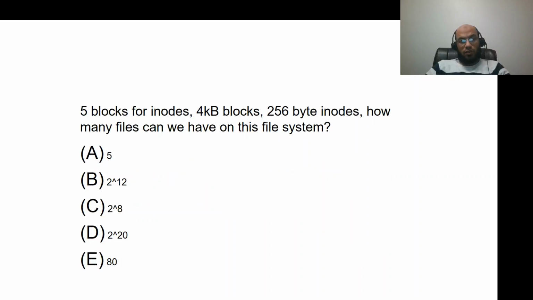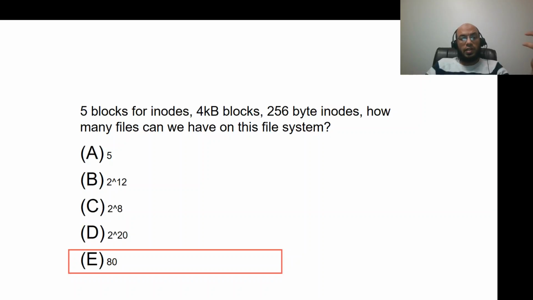Let us ask ourselves another question. You have 5 blocks for inodes, each one of them having 4 kilobytes, and each inode requires 256 bytes. So how many files can we have on this file system? Again, I hope you got it right. It's 80 basically.